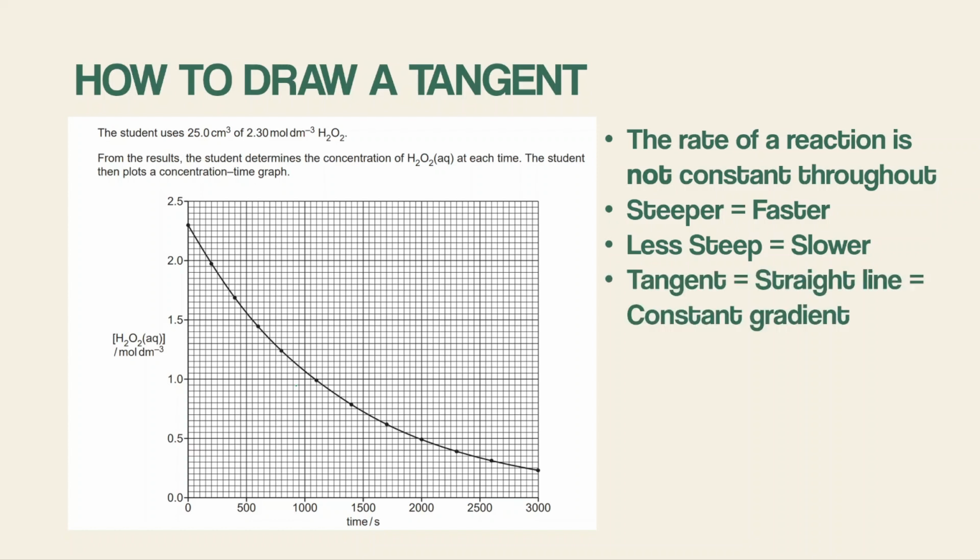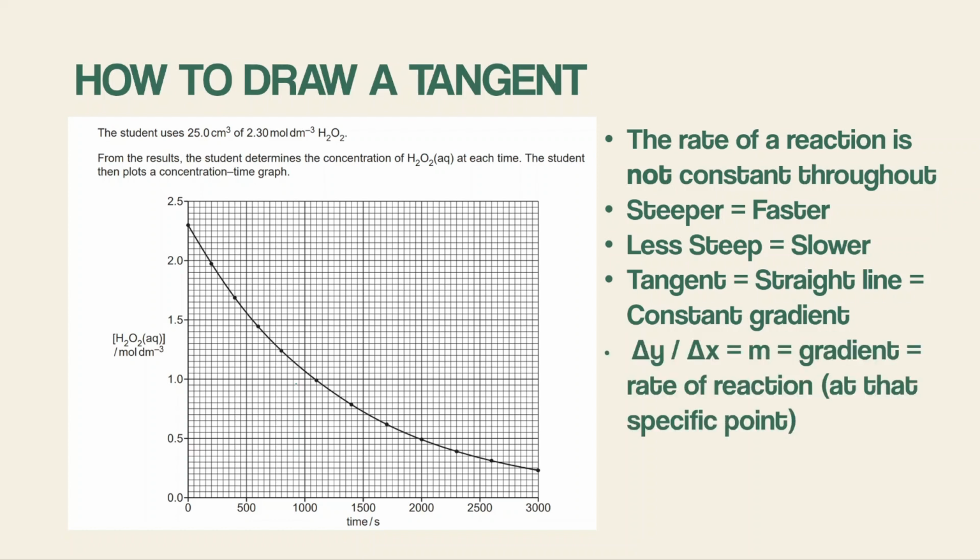So a tangent is a straight line. And as you know, a straight line has a constant gradient. It's not like this curve where it's switching up every 500 seconds. So you use change in y over change in x to work out m, which is the gradient. And the gradient gives you the rate of reaction at that specific point in time. So the gradient of a straight line, i.e. your tangent, is going to give you the rate of reaction at that specific time.